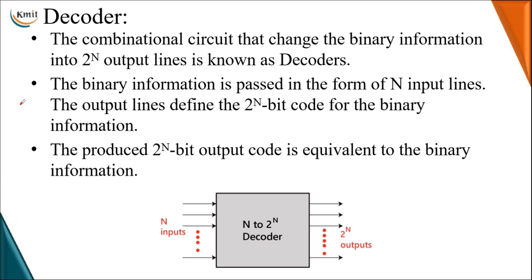Now, generally, the block diagram of a decoder consists of n number of inputs with 2 power n number of outputs. So a combinational circuit which can change n bits of binary information into 2 power n number of output lines is known as a decoder circuit. It takes n number of input lines and gives you 2 power n outputs, in the form of binary. It produces 2 power n output codes which are equivalent to the given binary information.